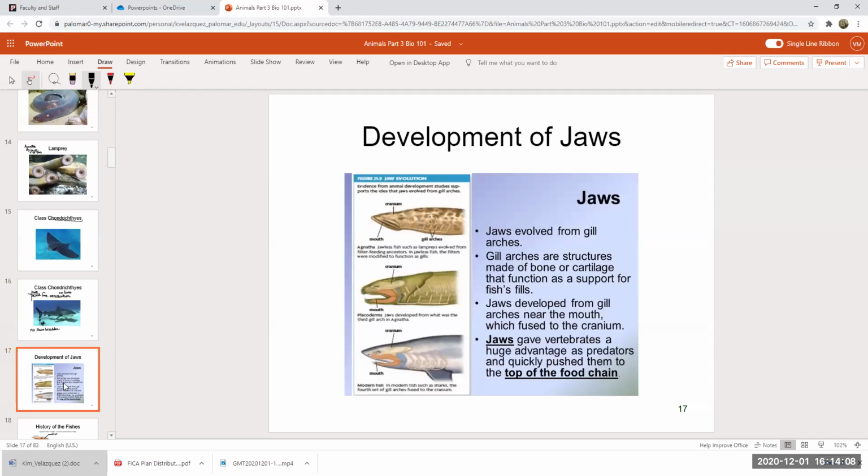Here's the development of jaws. It actually happened from gill arches that move forward. So you can see in this jawless fish at the top, there are these gill arches. And as those move forward, we start getting more development of jaws.